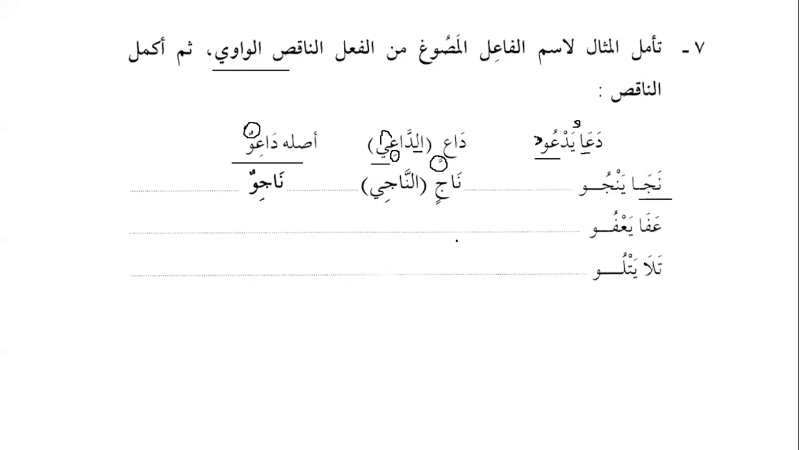Naja yanju, and then we have afa yafu, fahuwa afin, to forgive someone. Afin, and then we will have al-afi. So when we have al, then ya comes back, and asluhu will be afiwun. Tala yatlu, fahuwa talin. Talin, and at-tali, and taliyatun. I'm sure you remember now. Talin and taliyatun are the one who follows or comes, and asluhu taliwun. All right. Tali.